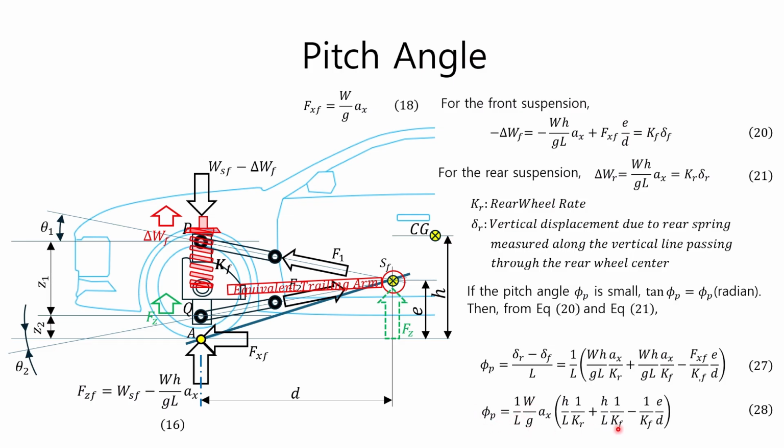The pitch angle phi expressed in equation 28 tells us that it can be expressed as a function of the acceleration, mass, front and rear wheel rates, and the geometry of the front suspension link, as we expected. Let's take a closer look at the meaning of equation 28.